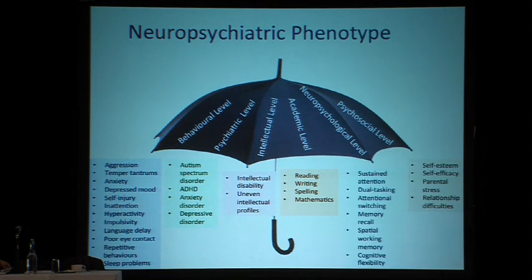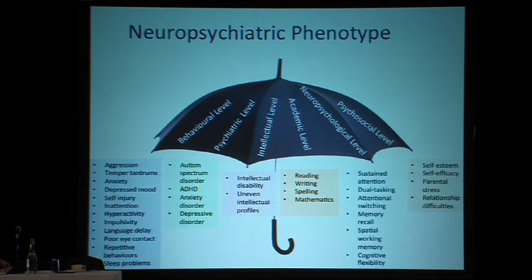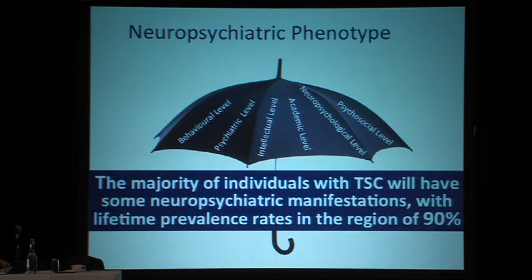The intellectual ability ranges from superior ability to profound disability and impairment. In terms of the academic level, we see difficulties with reading, writing, spelling, mathematics. And at the neuropsychological level, there are lots of issues with attentional skills and executive functioning, working memory, planning, those kind of things. And then obviously we also have the psychosocial level that's affected. What is most important to note here, though, is that the majority of individuals with TSC will have some neuropsychiatric manifestations, with a lifetime prevalence rate in the region of 90%.